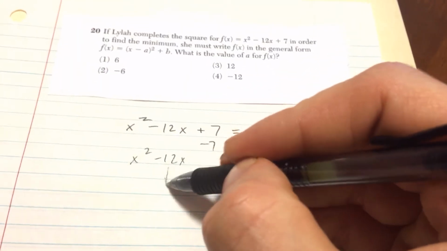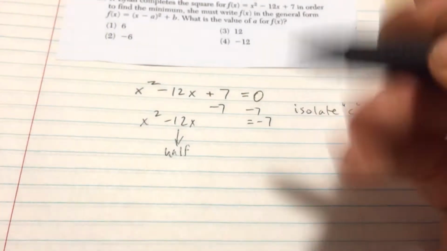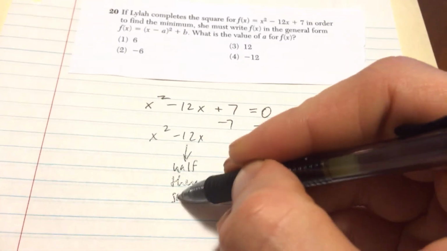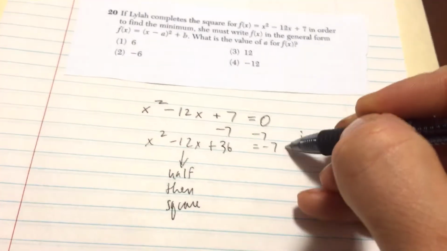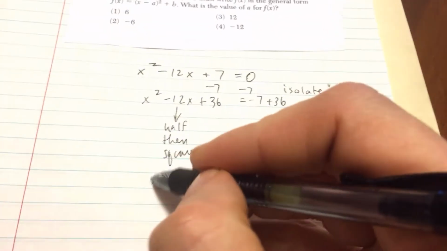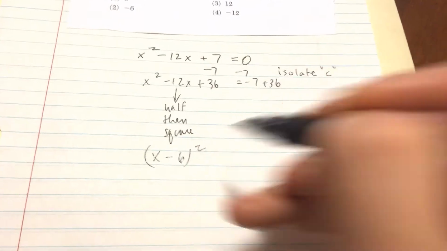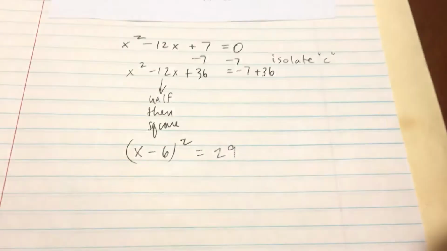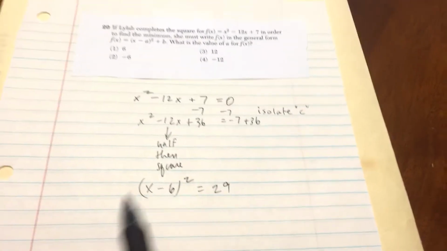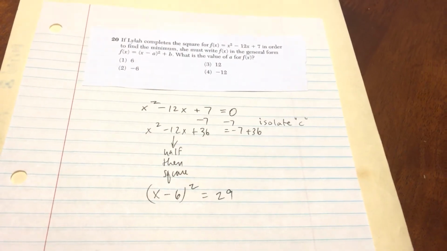Okay, you half this number and then you square it. So half of 12 squared is 36. You've got to add that to both sides. So now what you get is x minus 6 squared equals 29. Okay, if we were solving, we would go on and do this.